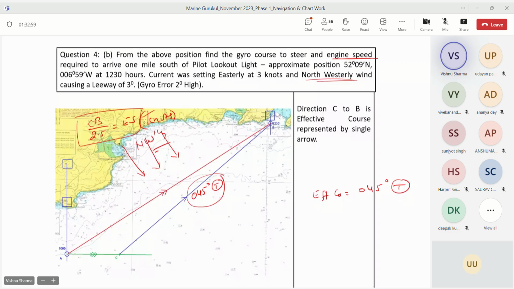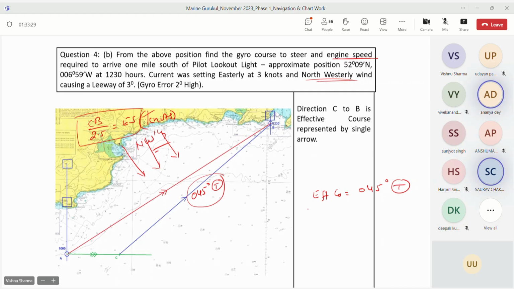If I have to counteract wind, do I allow the leeway into the wind or down the wind? Into the wind. These are the questions which were done last class. Into the wind. So will this 0.45 become less or will it become more? Less, sir. More. 0.42. 0.48. 0.42, sir.